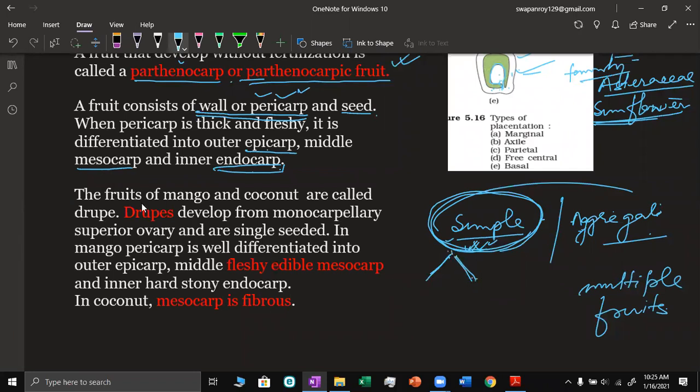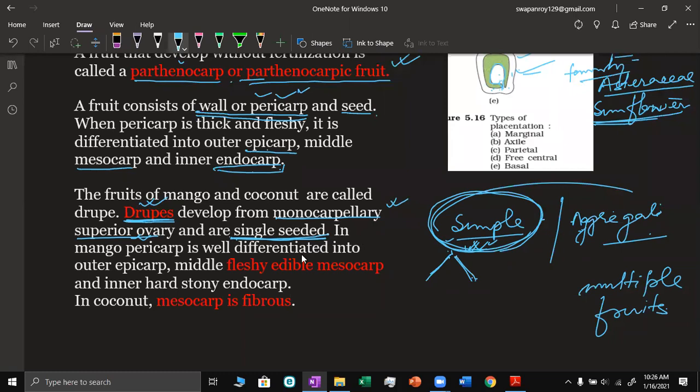So the fruits of mango and coconut are one type of fruit which is known as drupe. This fruit develops from a monocarpellary superior ovary, and they are single seeded. You have to remember, drupe is single seeded, developed from a monocarpellary ovary, and the ovary is also superior, meaning the flower is hypogynous.